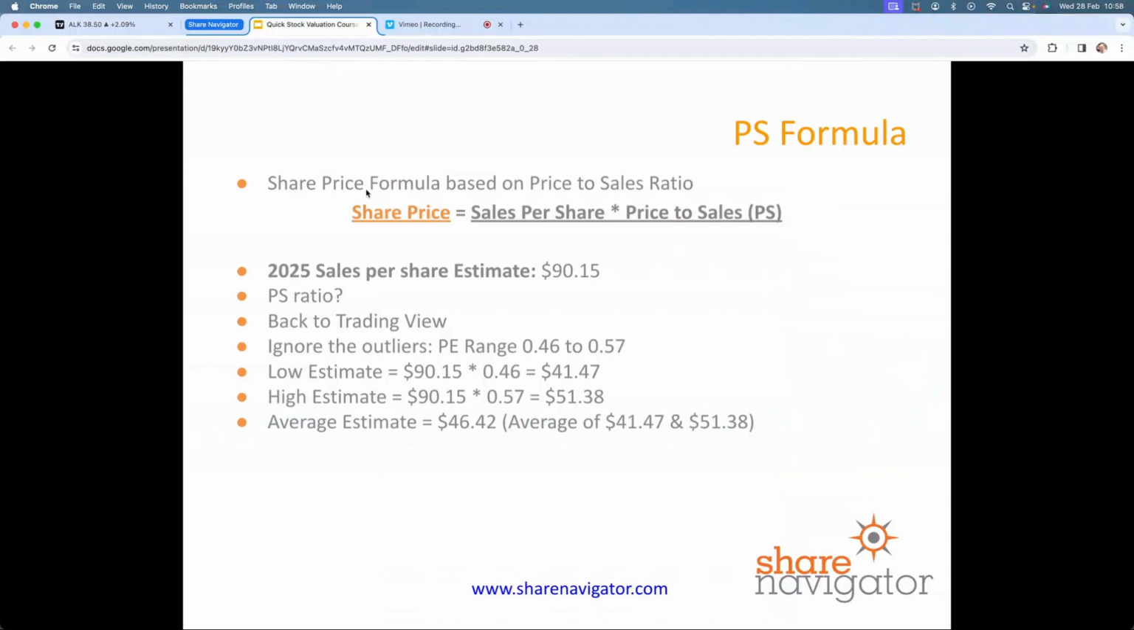So we're going to plug that into our formula. We're going to look at the low estimate, which is our sales per share of $90.15, multiplied by the price to sales ratio of 0.46. That will give us a target price of $41.47. Then on the high side, substituting in 0.57, you will get a target price of $51.38. If we take an average of both of those, the target price based on the price to sales formula will be $46.42. So that's another estimate, based on the price to sales formula. And remember, if the current share price is $38.50, that's upside to the current share price.